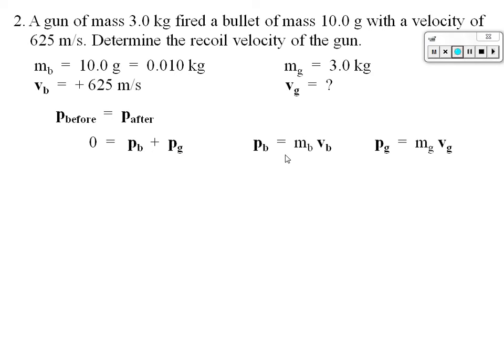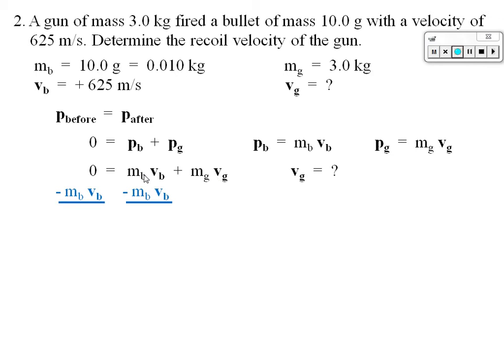The momentum of the bullet is its mass times its velocity. The momentum of the gun is its mass times velocity. I'm just going to insert these values into here right away, like this. There's the momentum of the bullet, there's the momentum of the gun. And I want to solve this expression for v sub g. I'm going to use the same method that I did before.